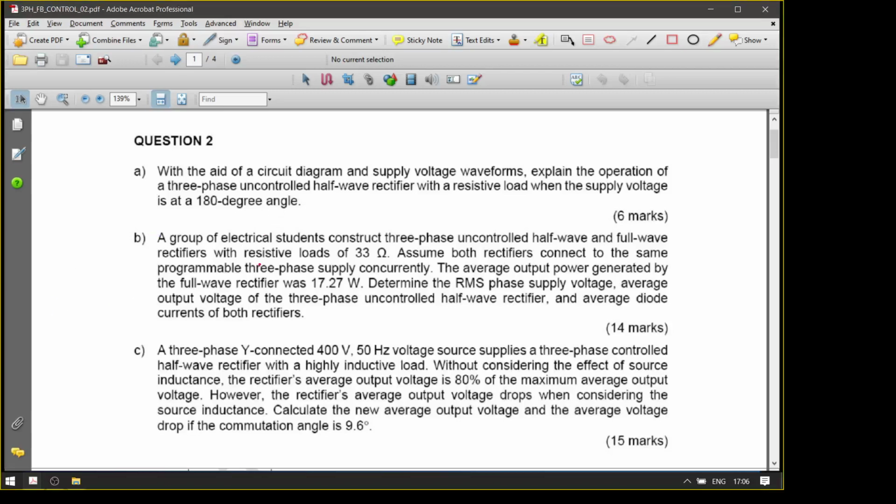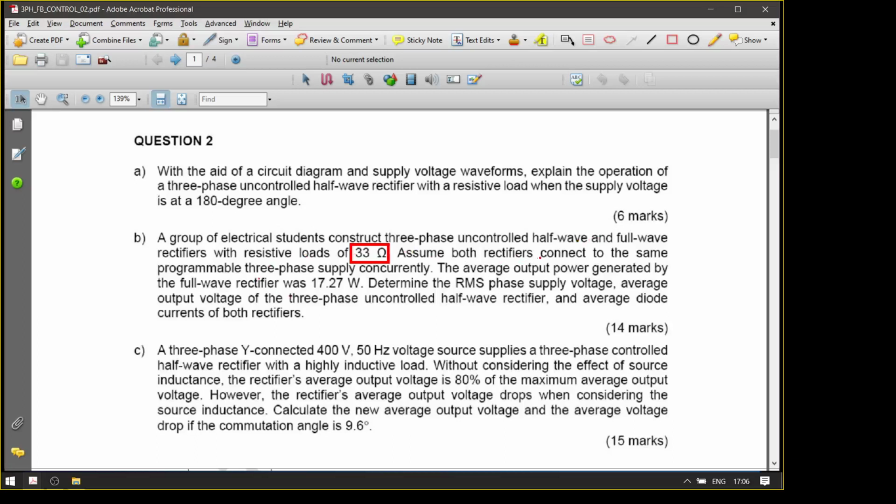A group of electrical students construct three-phase uncontrolled half-wave and full-wave rectifiers with a resistive load of 33 ohm. Okay, you have a 33 ohm purely resistive load, and you have two circuits. One is a three-phase uncontrolled half-wave rectifier and the other one is a full-wave rectifier. So you have two configurations.